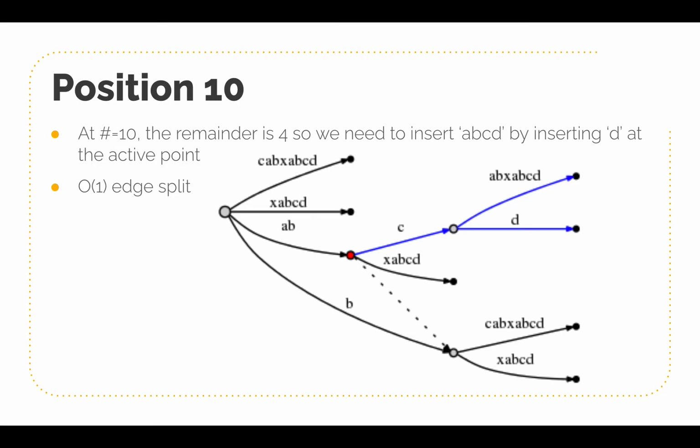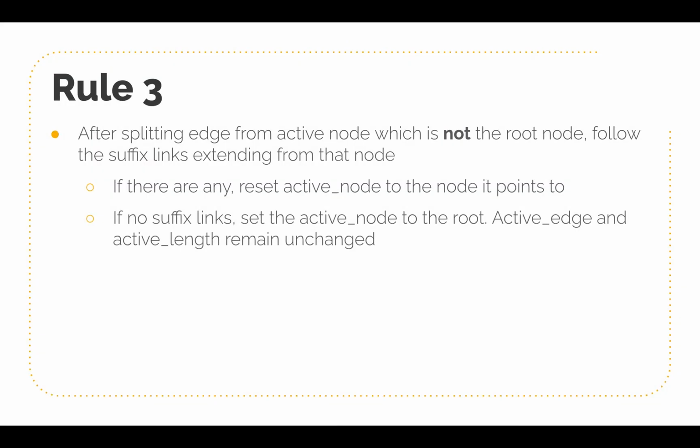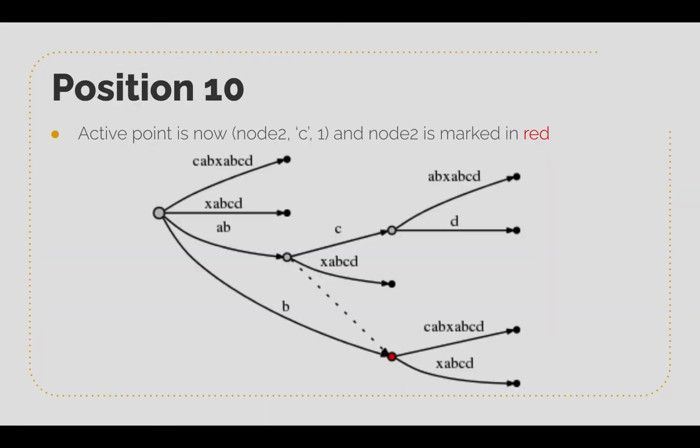So here's the final rule, Rule 3. After splitting an edge from an active node that is not the root node, we will follow the suffix link going out of that node. If there is any, we reset the active node to the node it points to. If there is no suffix link, we set the active node to the root. Active edge and active length will remain unchanged. So the active node is now node 2, C, 1, and node 2 is marked in red here.